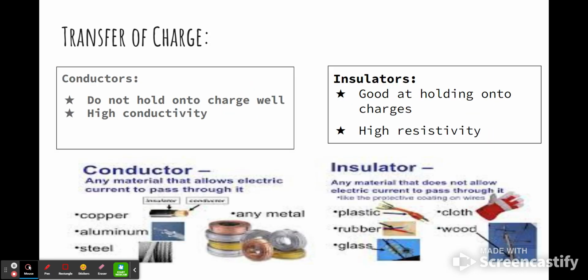So, transferring charges. There are conductors and insulators. Conductors do not hold on to charges well and have high conductivity. Insulators are good at holding on to charges and have high resistivity. In these pictures, you can see some good examples of conductors and insulators. They are different materials, but conductors lean more towards different metals.